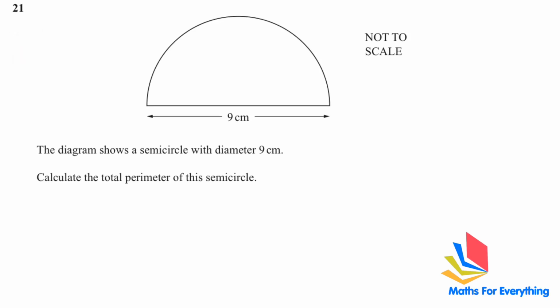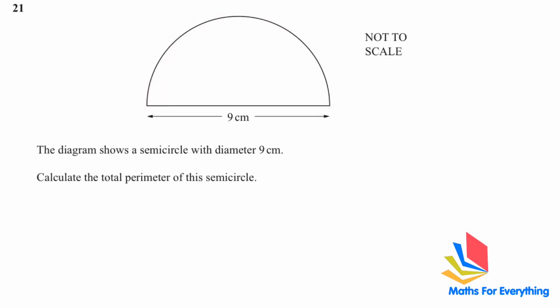Question number 21. The diagram shows a semicircle with diameter 9 cm. Calculate the total perimeter of this semicircle. We already have this as 9 cm. We need to find this part here.